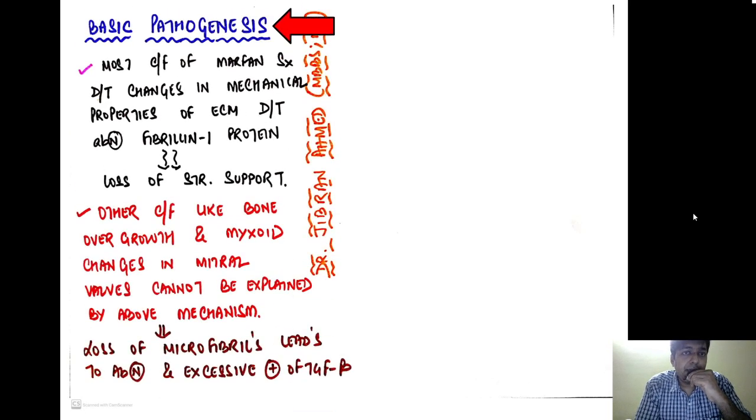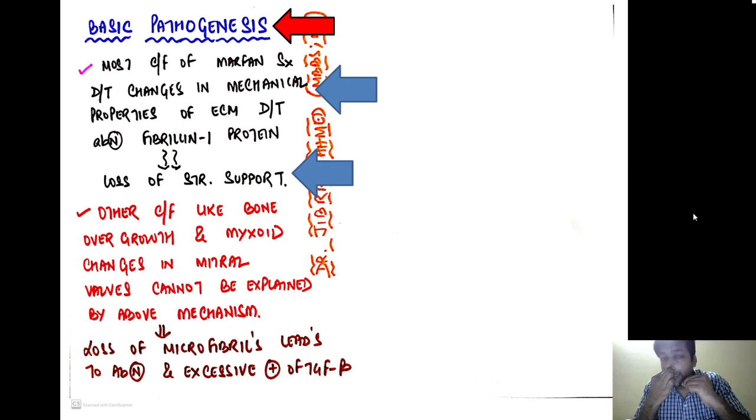Now, let us look at the basic pathogenesis. Remember, there are two important basic pathogenesis mechanisms of Marfan syndrome. Most clinical features of Marfan syndrome occur because of changes in the mechanical properties of the extracellular matrix due to the abnormal fibrillin 1 protein. So the first important pathogenesis is a loss of structural support because of abnormality of the fibrillin 1 protein. Other clinical features, like the bone overgrowth and the myxoid changes in the mitral valves, cannot be explained by the above mechanism, that is, the abnormality of fibrillin 1 protein.